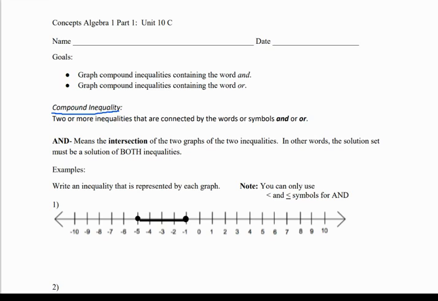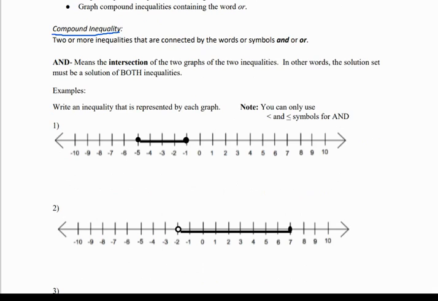Okay, so there's two different types of compound inequalities. One compound inequality will have either a symbol or the word and, and the other compound inequality will have the word or. Okay, so we're going to look at some and ones first. So our first one is an and inequality. When I have an and inequality, it means the intersection of the two graphs. In other words, the solution set must fit both inequalities.